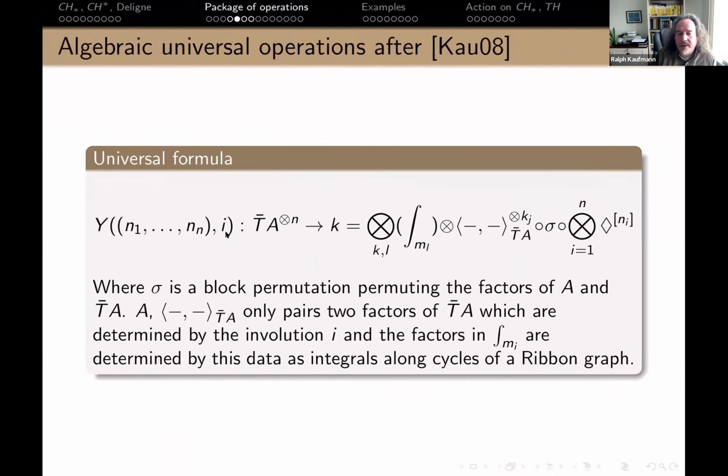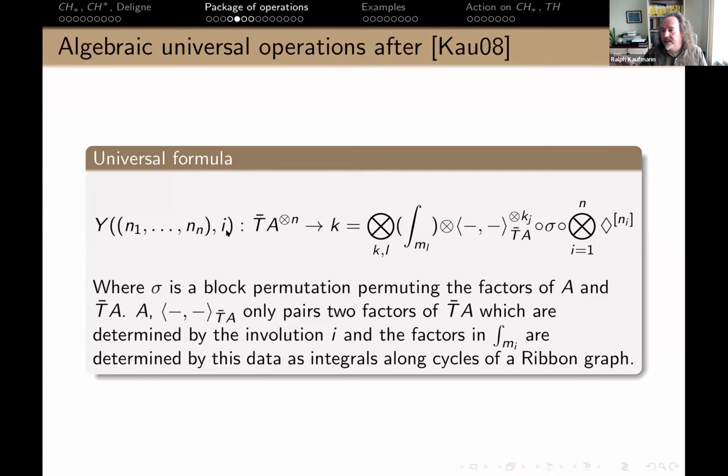So then you can ask, what can I do with these things? I have this lozenge product, I have permutations, I have my pairing, and I have the integral. And it turns out there's just some set of universal operations you can write down. First prepare your tensors by pulling them apart, but making these instances. Then take a block permutation where you only permute either the factors of T bar A or the factors of A. Then you pair together factors of T bar A, and that's part of the data.